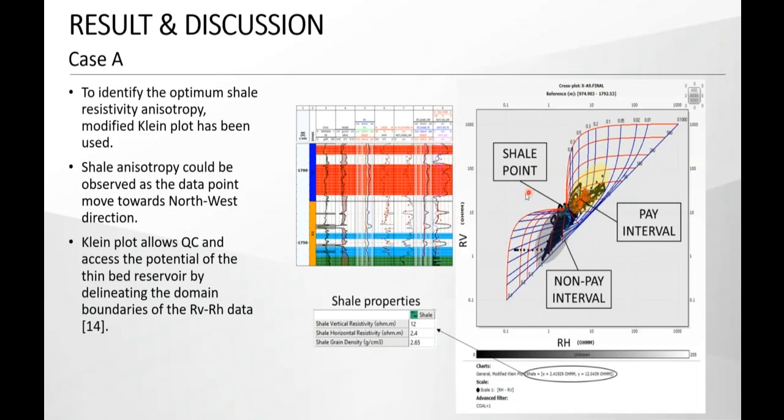And here is how we use our RV and RH. We're using the modified Klein plot in order to identify the optimum shale resistivity anisotropy for RV and also RH. This is our input log, RV and RH, and then we're using the cross plot to identify where our shale point is. Here you can see this green interval indicates our shale point, and this is the pay interval at this top part, colored in red.